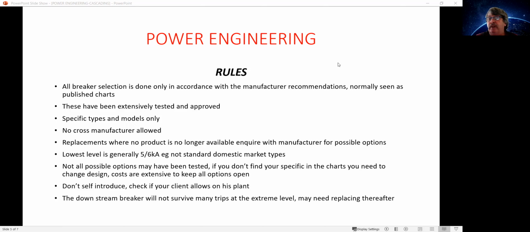You also need to check, as I said, that not everybody allows cascading. So you need to have a look if your customer actually allows cascading on that particular plant. Don't introduce it just at will. There's obviously a buy-in from your customer. If he already has a system, you need to try and make that system survive and continually do that.